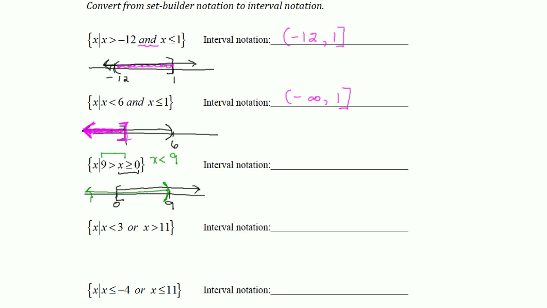And we know that because this is written in the compact form that it must be an AND statement, and therefore, again, we want the overlap of the two solution sets. Square bracket here at 0, round here at 9. So this is from 0 to 9.